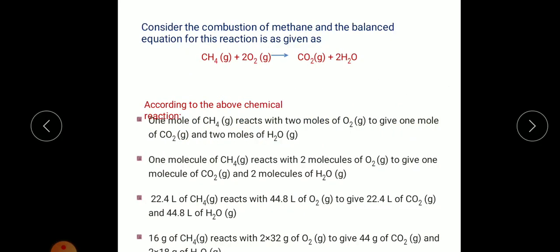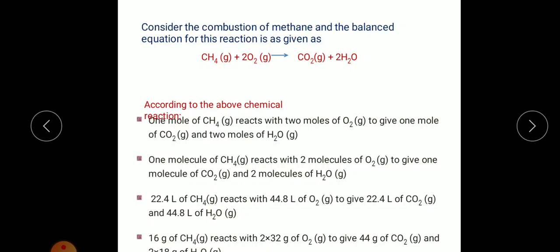Now let us consider one example to understand this. Say, for example, consider the combustion of methane, and the balanced equation for this reaction is given as this one. So methane reacts with oxygen to form carbon dioxide and water. The first thing is that we need to balance the equation. Say, for example, if only methane, oxygen, carbon dioxide and water are given, first we will balance the equation.